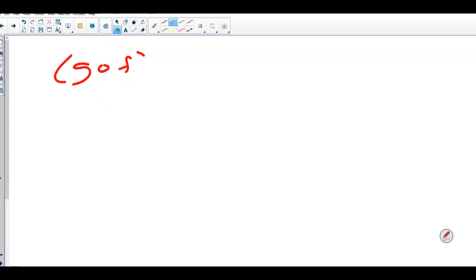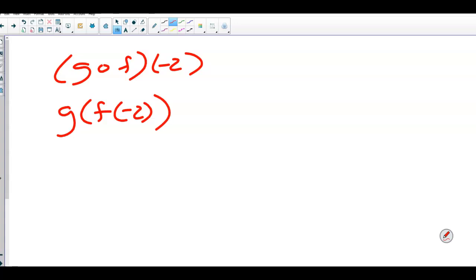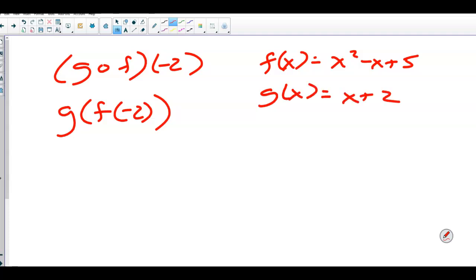G of f of negative 2 is really the same as g of f of negative 2. So what we're going to do is plug the negative 2 in for my f of x. My f of x here is x squared minus x plus 5, and my g of x is x plus 2. So f of negative 2 is going to equal negative 2 squared in parentheses minus a negative 2 plus 5.